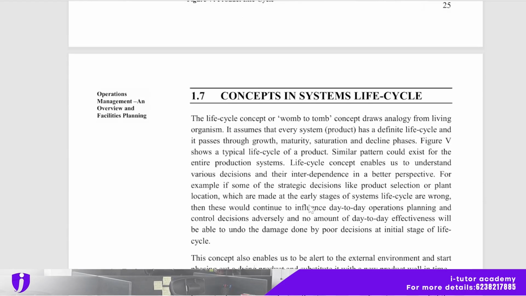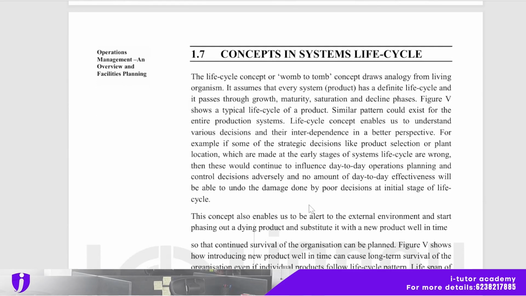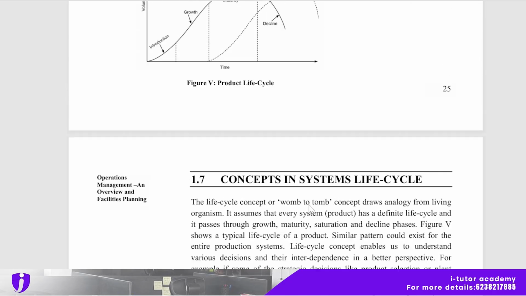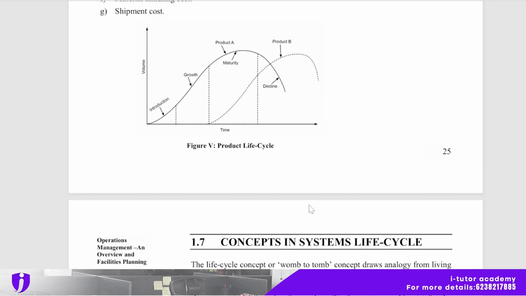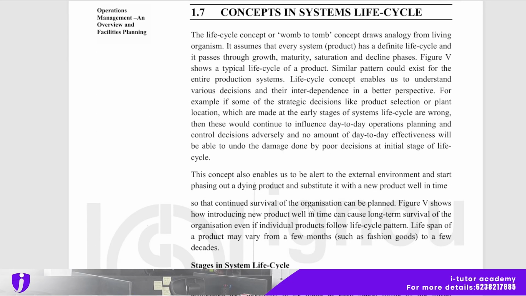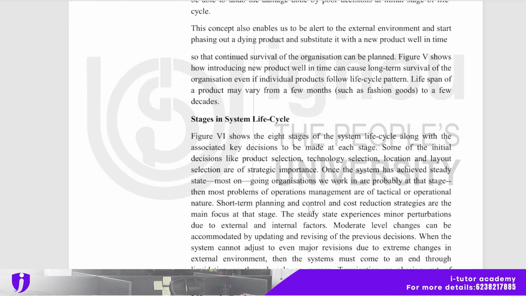And next is the concept of the system life cycle. The life cycle concept, or womb-to-tomb concept, draws an analogy from living organisms, and it assumes that every system has a definite life cycle, and it passes through growth, maturity, saturation, and decline phases. And here figure 5 shows a typical life cycle of a product. So there is an introduction, then growth is there, then the maturity stage of a product is there, then again it goes to the decline stage.